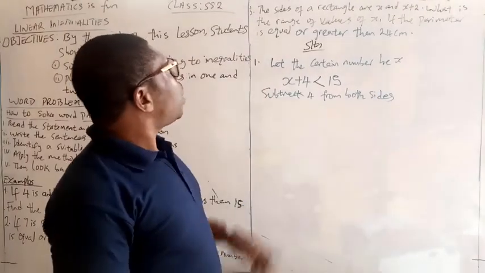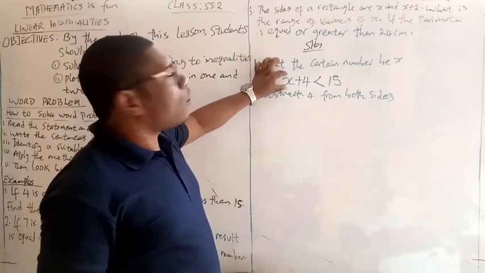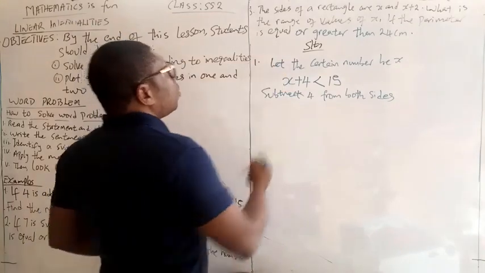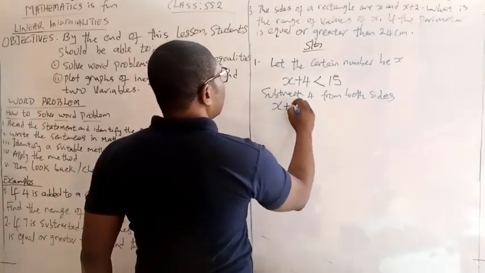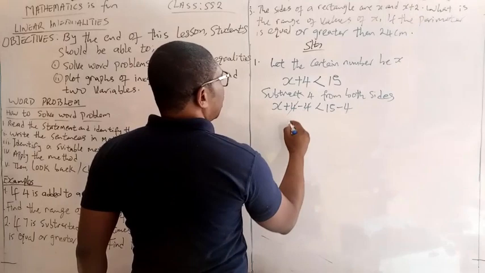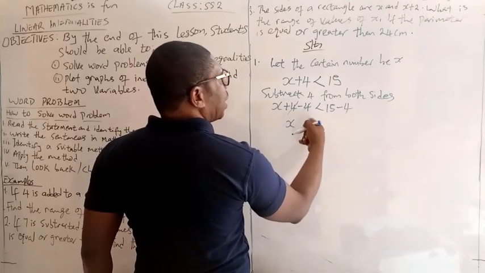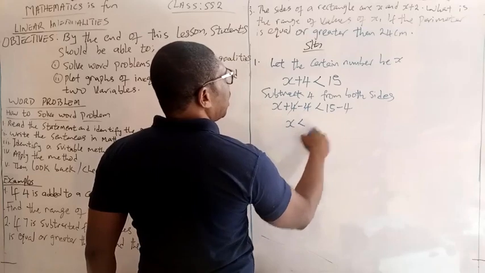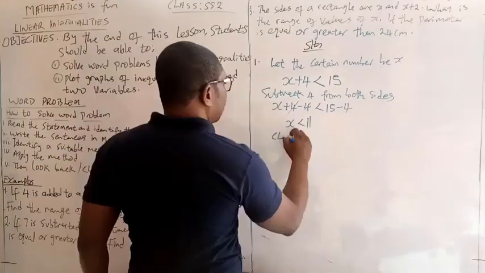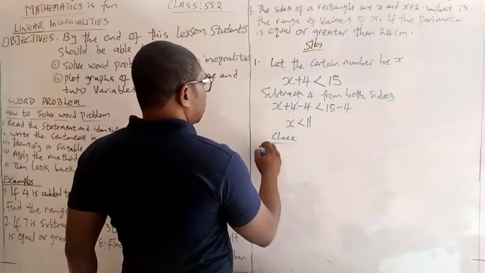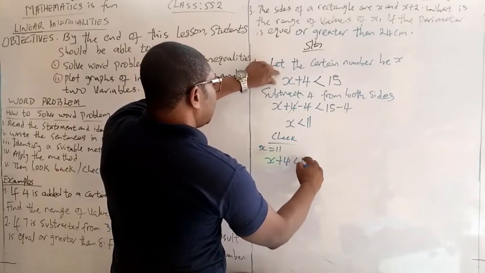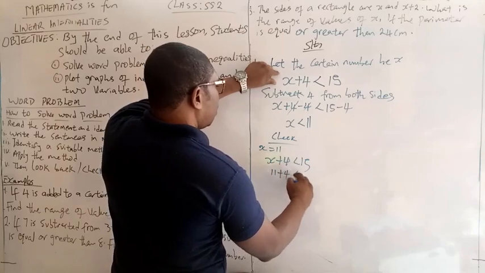I'm doing this because the question wants me to find the value of x. And to get that, you have to make x the subject of the formula. So doing this, I have x plus 4 minus 4 less than 15 minus 4. Then 4 minus 4 is 0, so you have x less than 11. 15 minus 4 is 11. Check. If x is equal to 11, then x plus 4 less than 15 will give you 11 plus 4 less than 15.